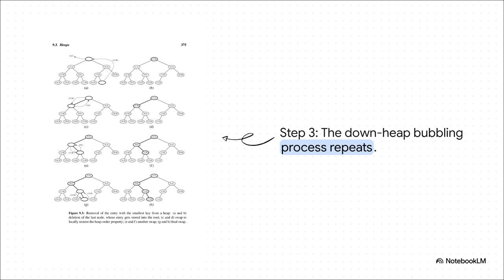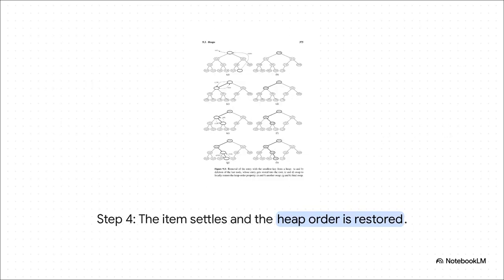It's still not in the right place, so we just do it again. We compare it to its new children, find the smaller one, which is 11, and we perform another swap. And there we go. It finally finds a home where it fits into the hierarchy. And just like that, with only a few simple moves, the entire heap is perfectly balanced and ordered once again.